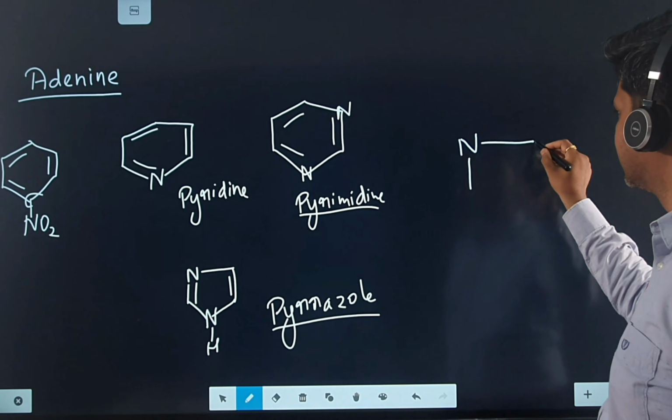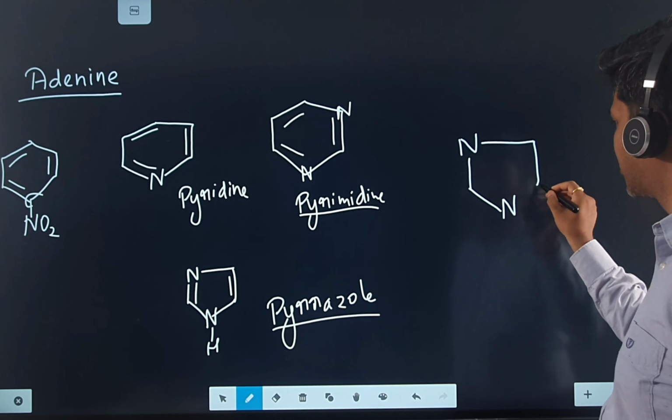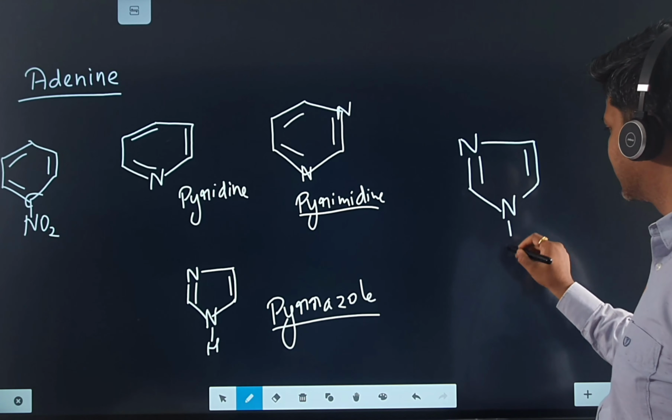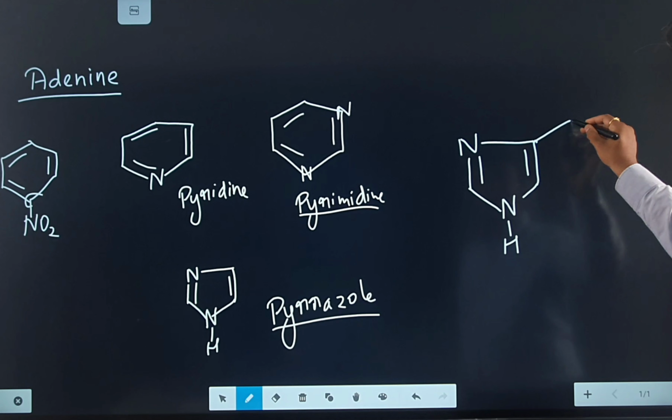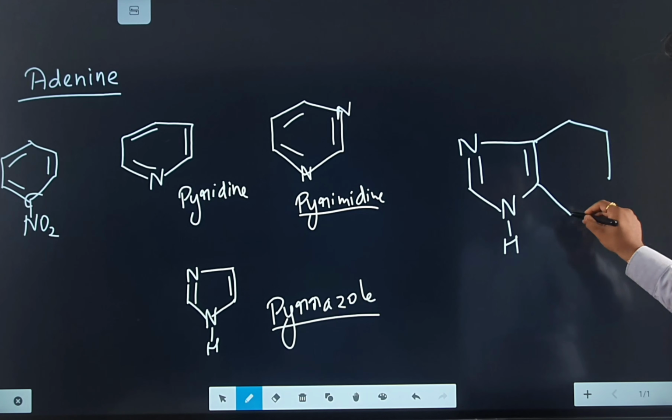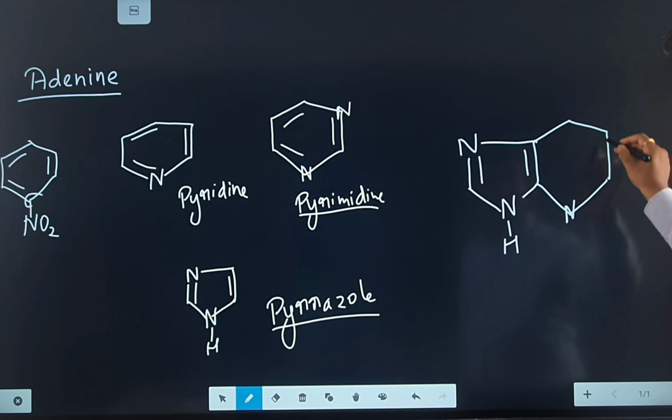Nitrogen, yeah, I'm drawing the pyrazole ring. This is your pyrazole ring. This pyrazole ring we are fusing with pyrimidine. So this is the pyrimidine structure.